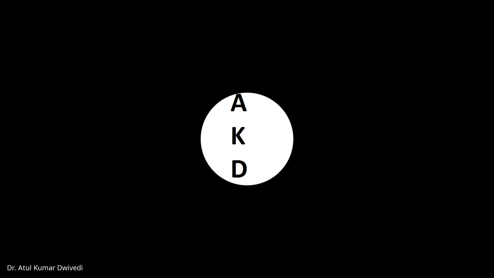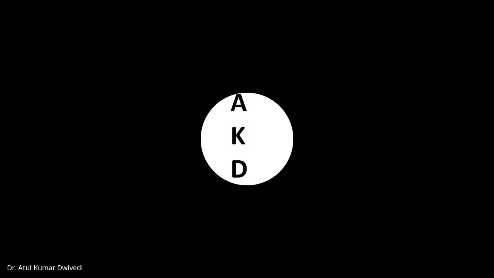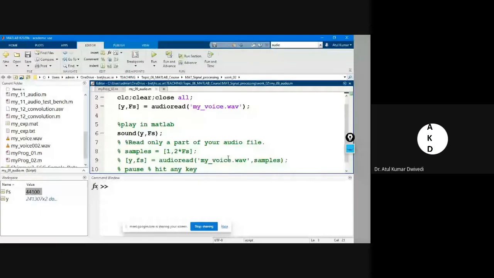If you do the same practice, you save this file into the current folder. Otherwise, if it is not in the current folder, then you have to give the path, like C colon, whatever your folder name is. Actually, in Google Meet you cannot share the desktop audio, so it will not be audible to you. But if you do this in your system, you can really hear it.